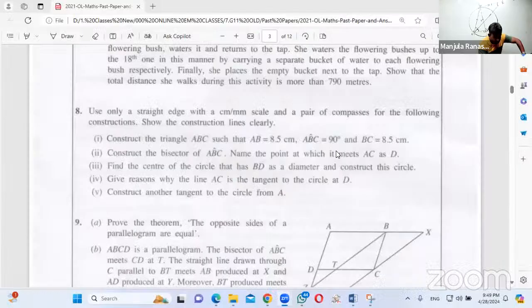So this is question number 8 last year, 2021. Right. ඒකේ triangle එකකින් පටන් ගන්න තියෙන්නේ බලන්න.